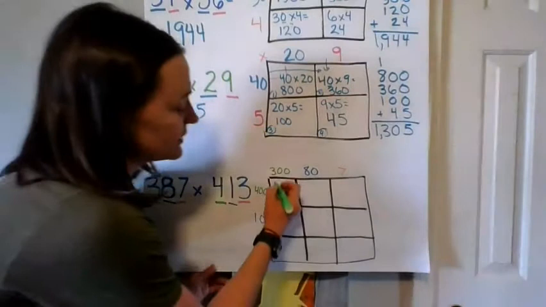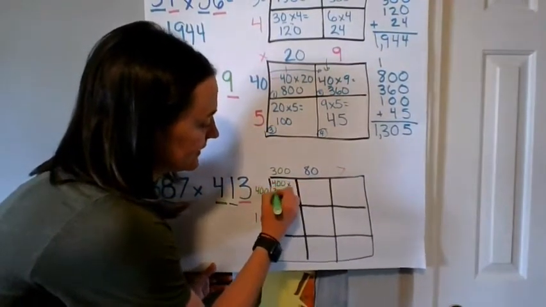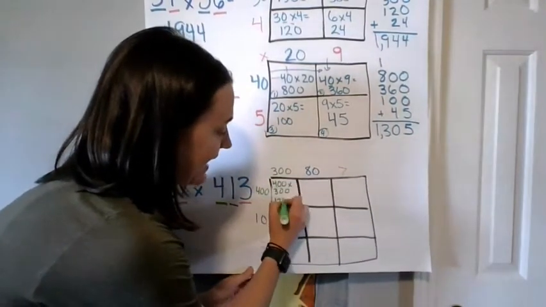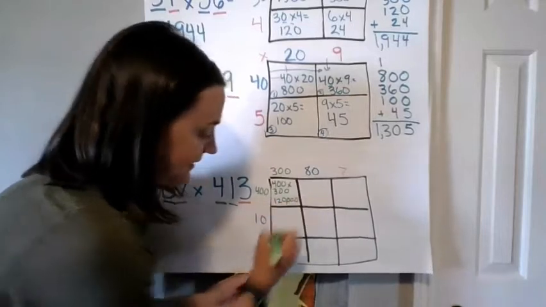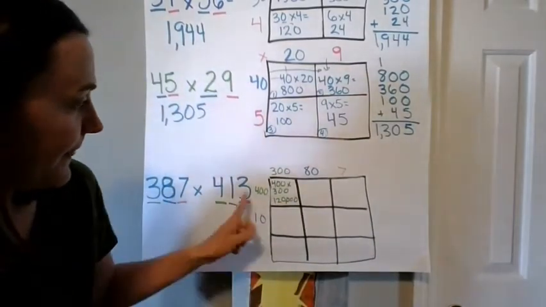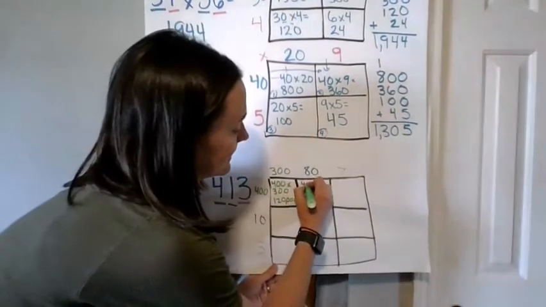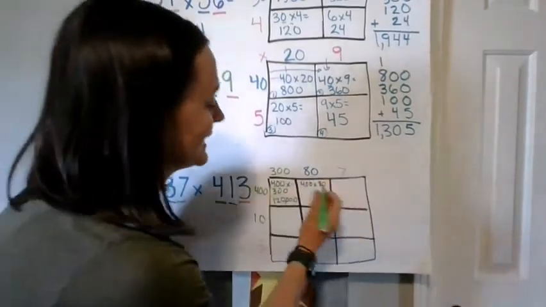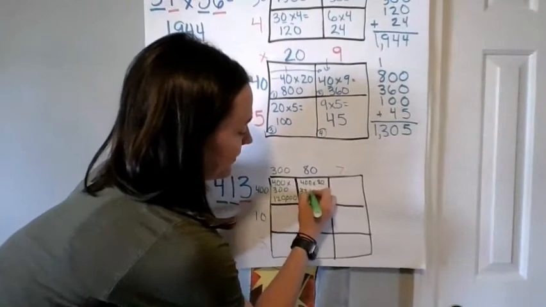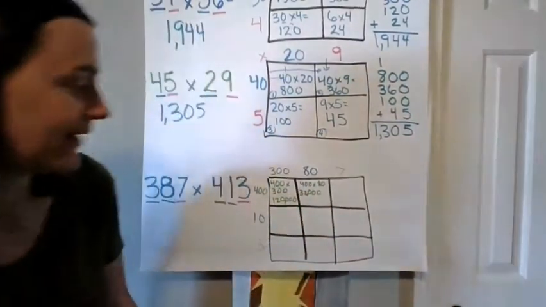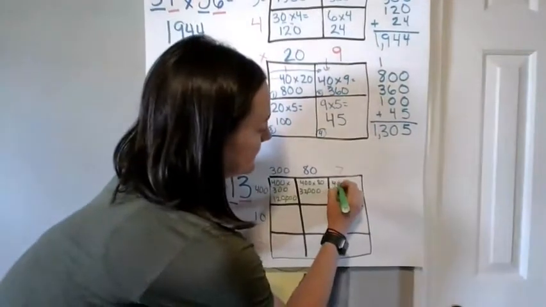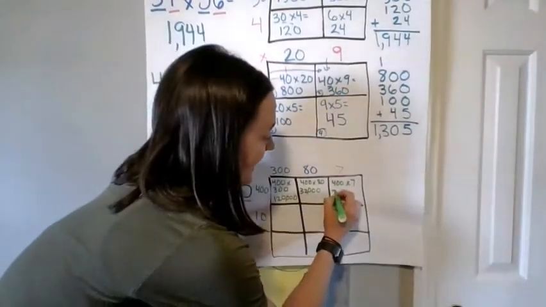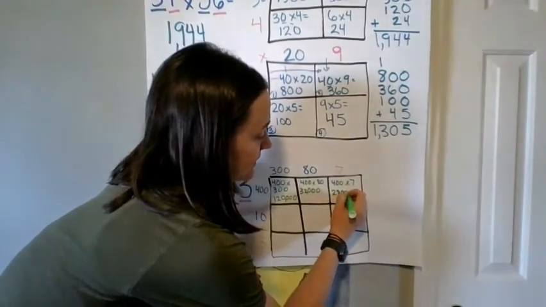So 400 times 300. Well, I know 4 times 3 is 12, and then add that many zeros to the end of it. 400 times 80. Cover up all my zeros. 4 times 8 is 32. And then I have 3 zeros to add to the end of it. 400 times 7. I know that 4 times 7 is 28. And then I have 2 zeros to add to the end of it.